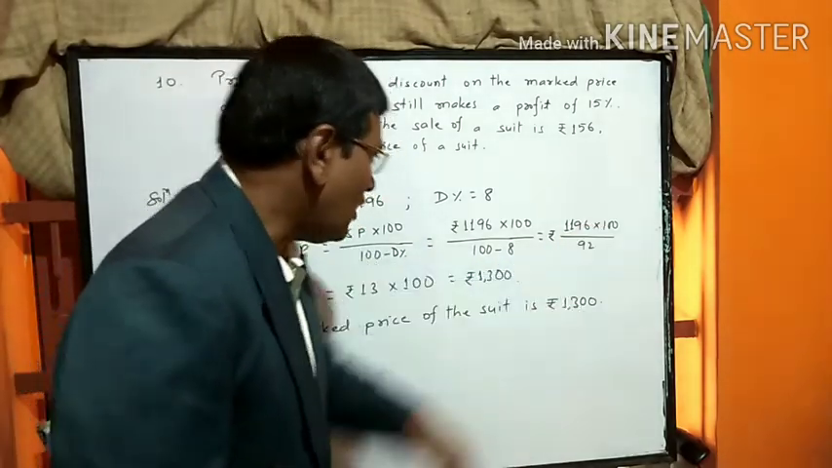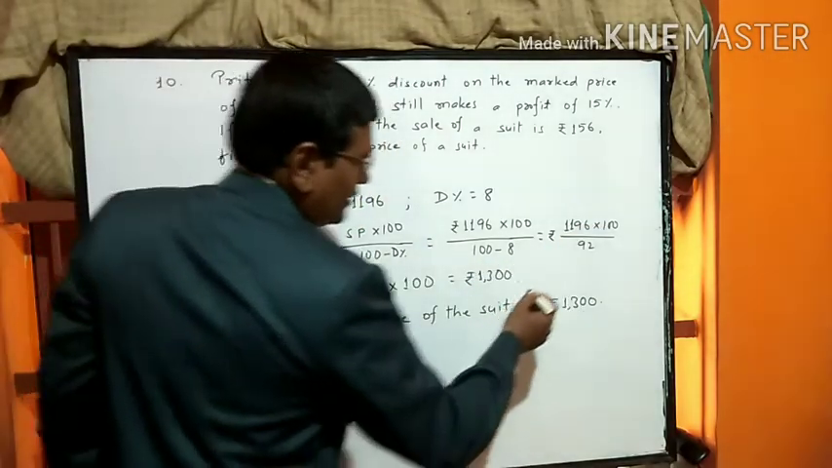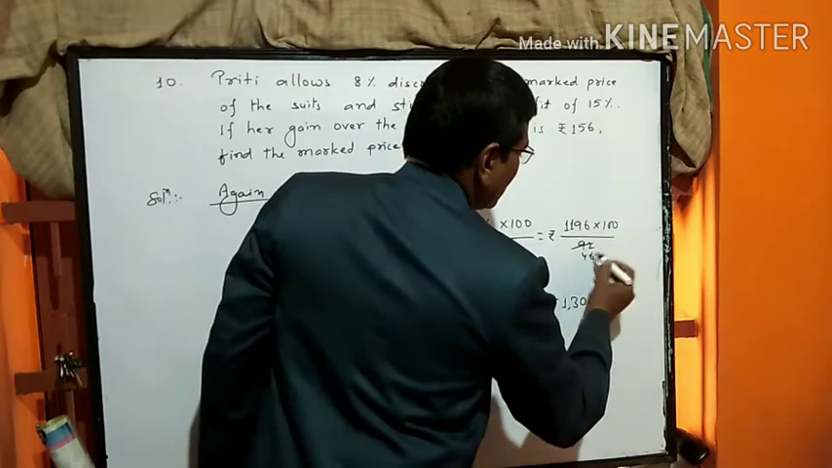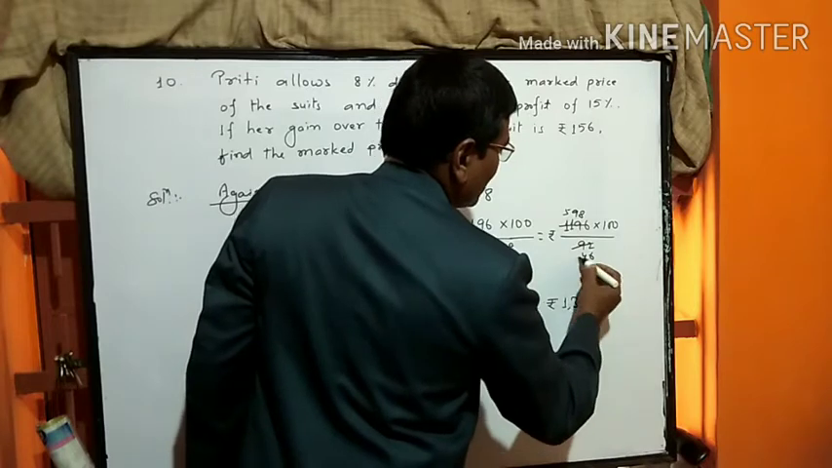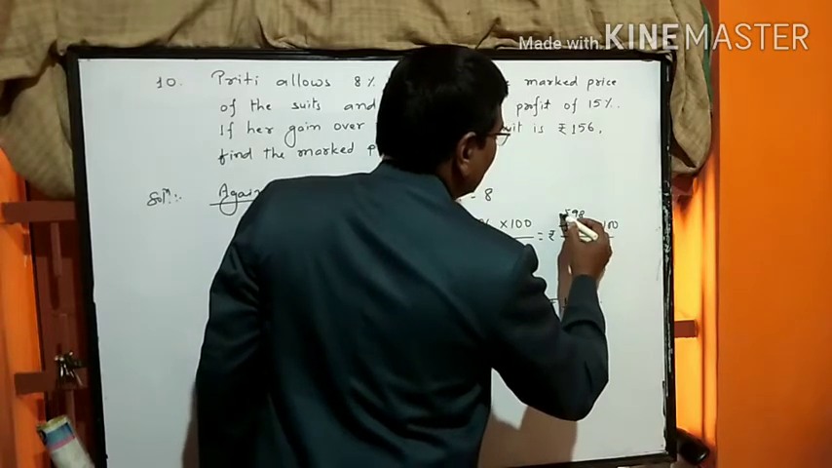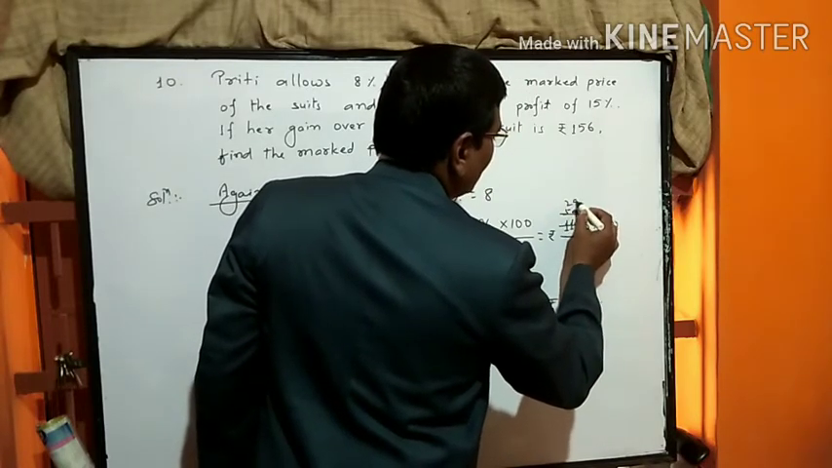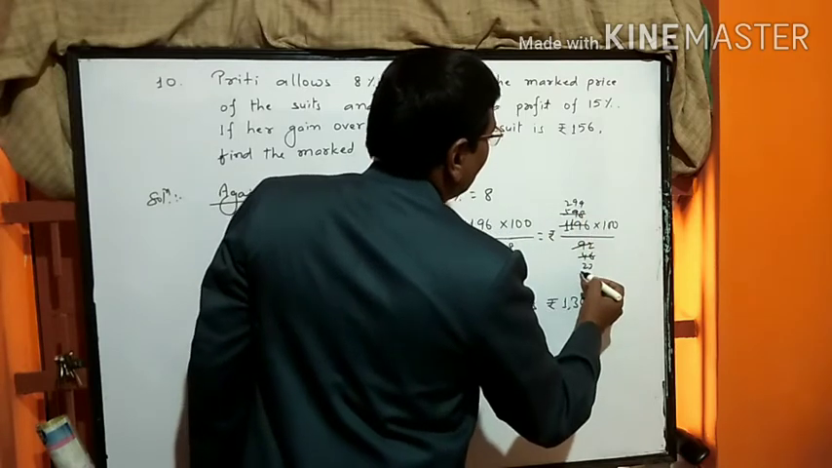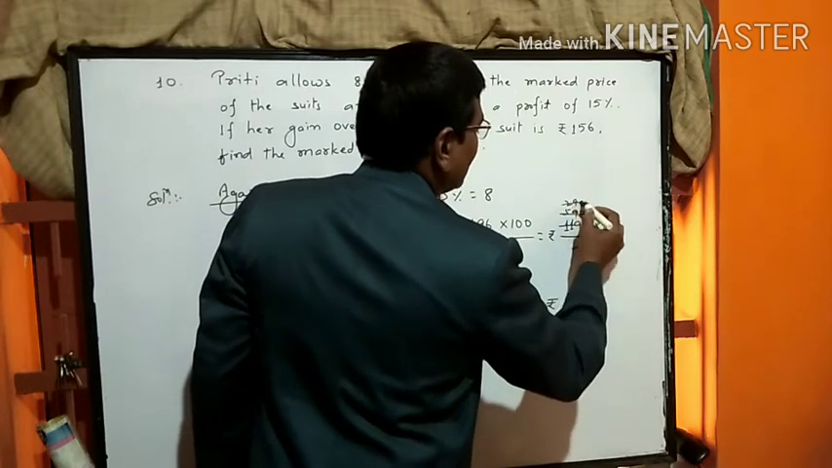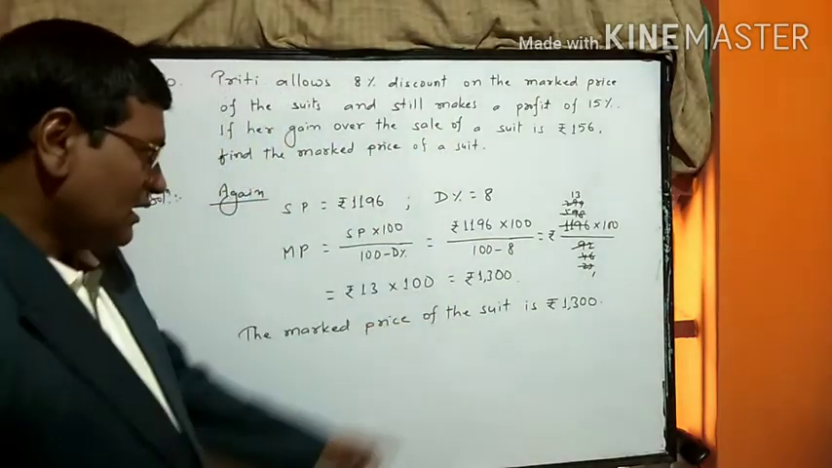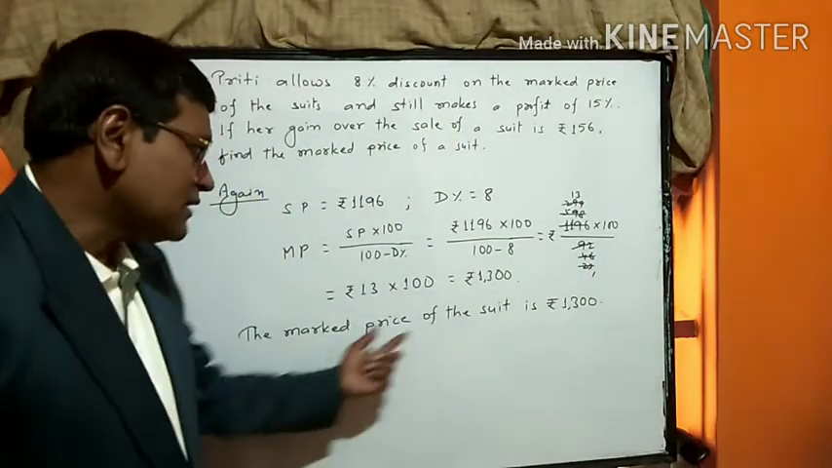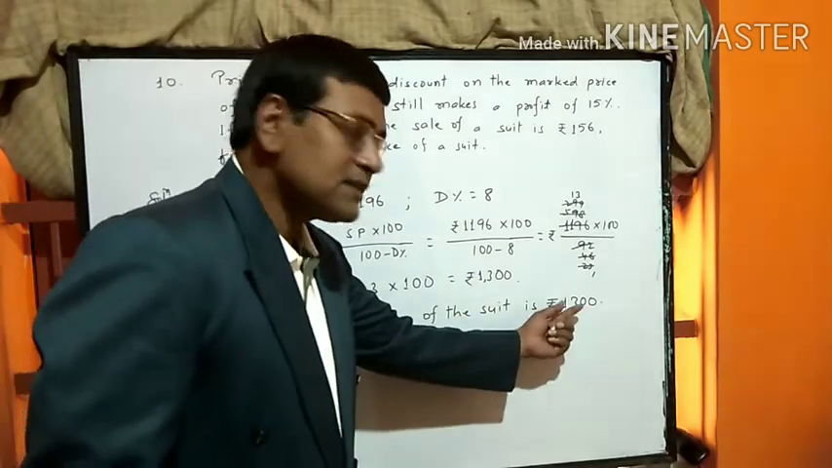It is 92. Now, divide it. 2 4 ja, 2 6 ja, 2 5 ja, 2 9 ja and 2 8 ja. 2 2 ja, 2 3 ja. 2 2 ja, 2 9 ja, 2 9 ja. Now here 23 1 ja, 23 1 ja and 23 3 ja. 13 into 100, 1300. The marked price of the suit is rupees 1300.